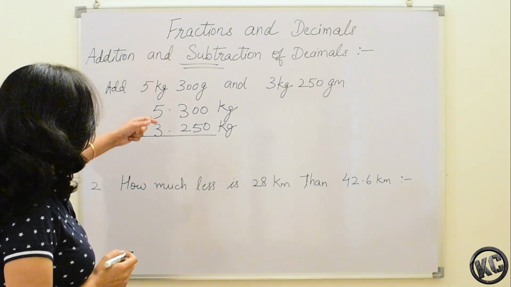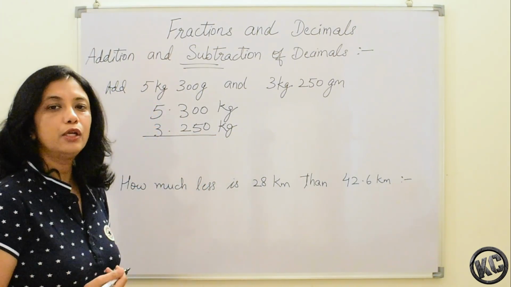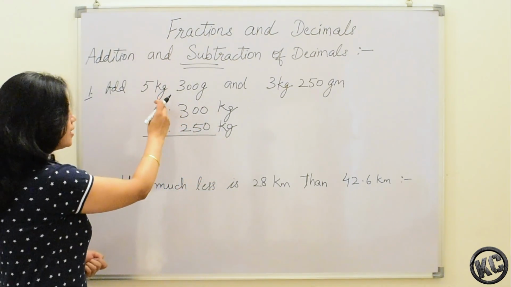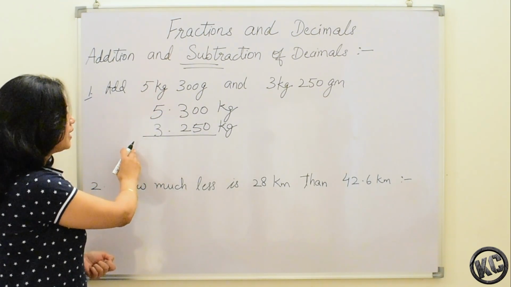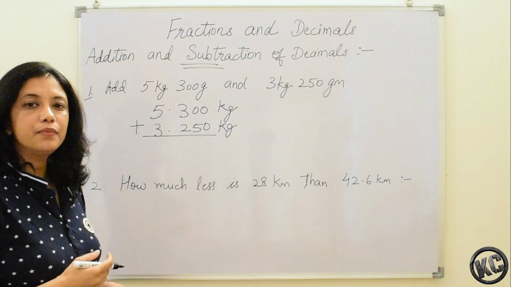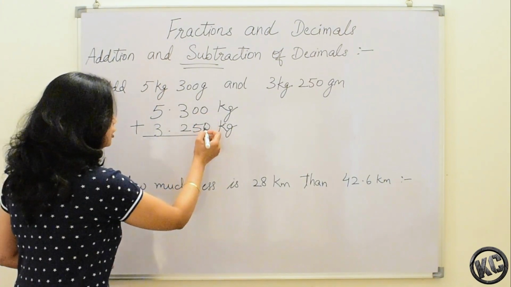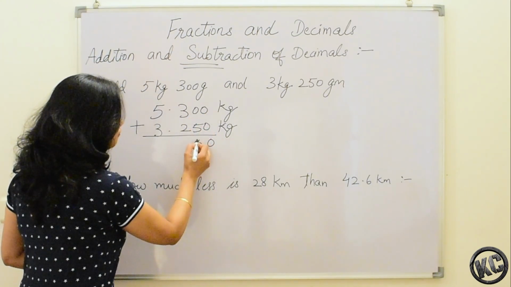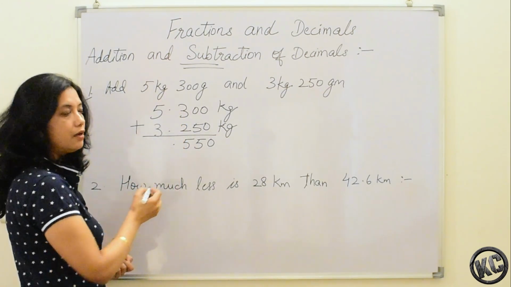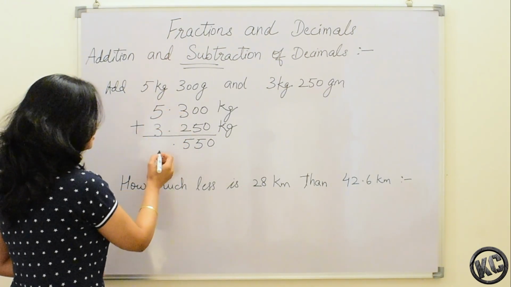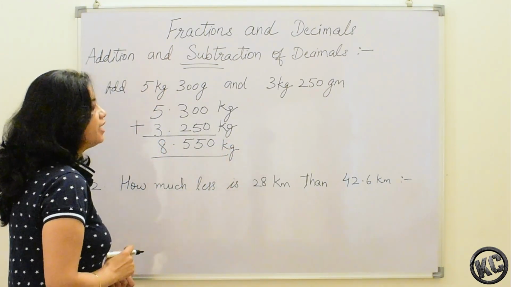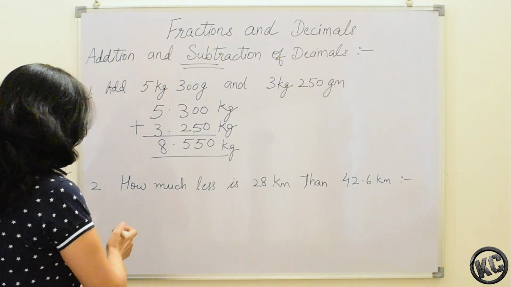You have to remember that the points should be written one below the other. They should be in a line, one below the other, and accordingly we will write the digits. Ones in ones place, tens under the tens place. Now let us add them. We will add these numbers as we do whole numbers. 0 plus 0, 0 plus 5, 3 plus 2. We will place the point here below the point. 5 plus 3 is 8. So we get 8.550 kgs.